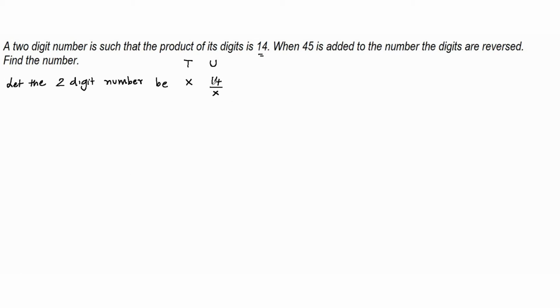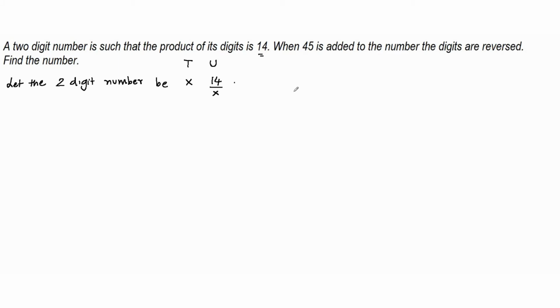Of course, you can also take the digits as x and y, and then say x into y is equal to 14. But over here, I decided to just eliminate the need of y because the first condition was given that the product is 14. So I took the digits as x and 14 upon x. Now let's take a look at the second condition.